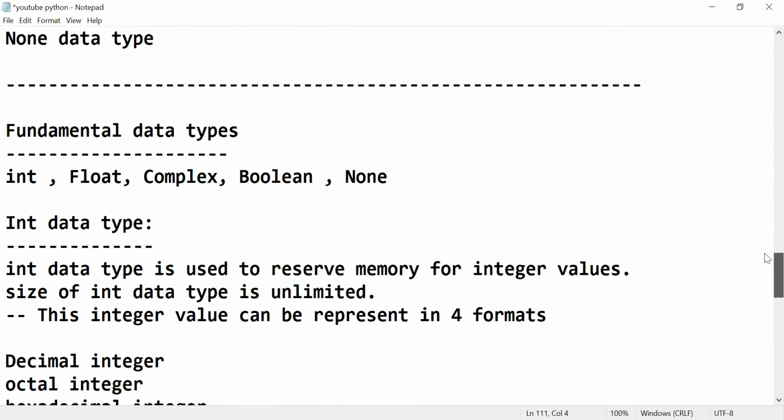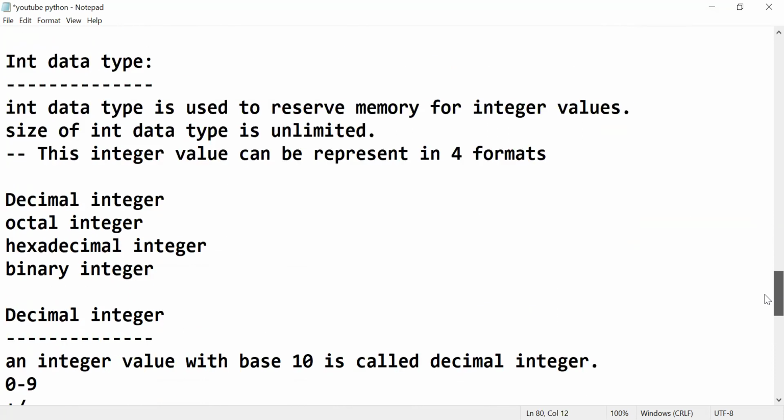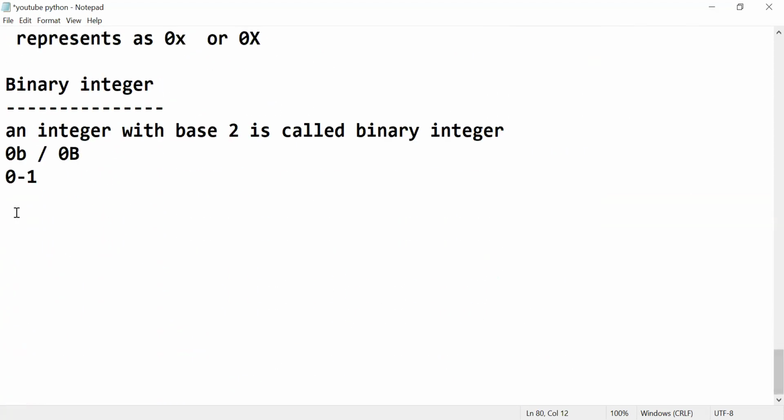Now we will move to what is float, guys. We will move into float data type.